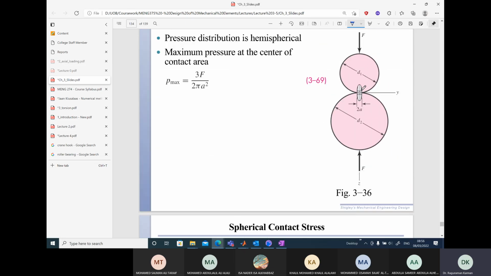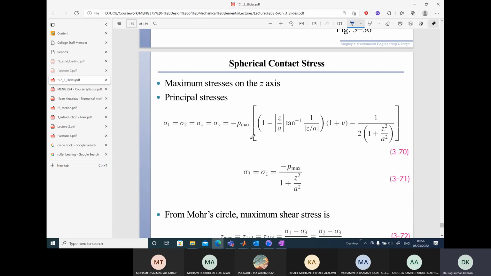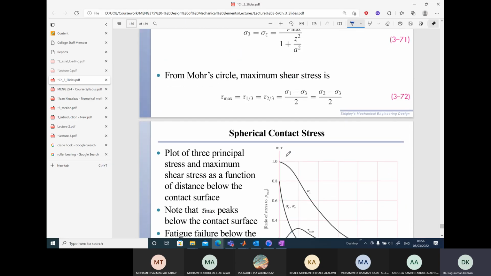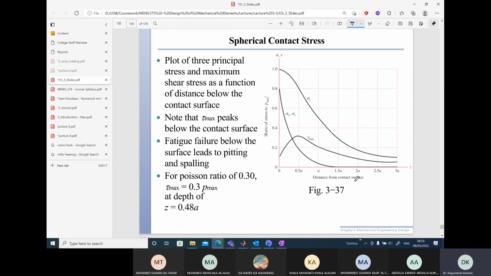So that means the stress on the sphere at equal distance from the top or bottom has equal stress. All right, so these are the principal stresses, and the maximum shear stress is obtained by this formula for two spheres in contact. So how does the contact stress vary?